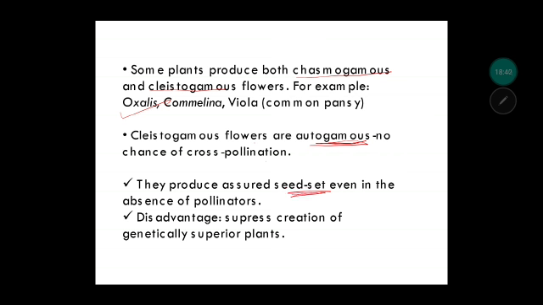See, in case pollinators are not there. What are pollinators? The organisms which can cause pollination, like honeybees. If those are not there, the seeds will still be formed because they can do self-pollination. The disadvantage would be that because only self-pollination can happen, genetically superior plants cannot be formed.